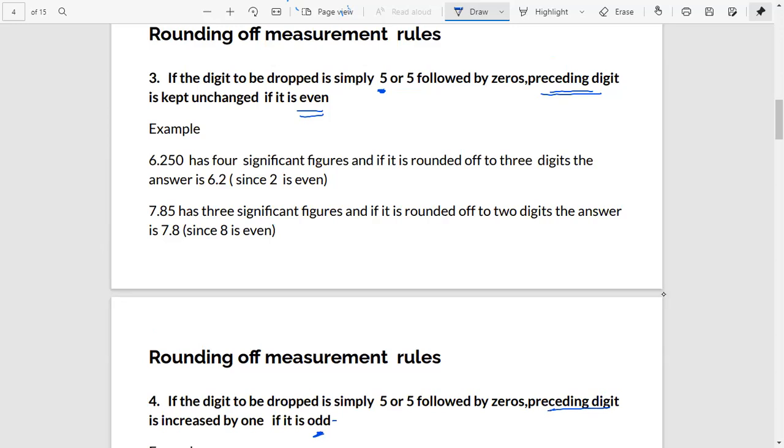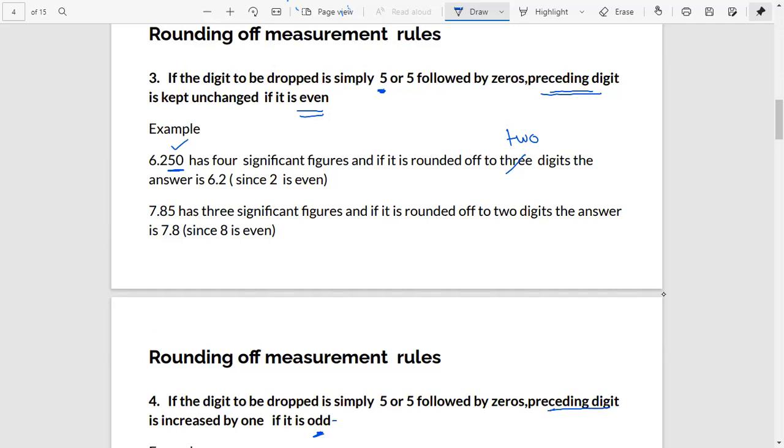Now let us consider this. I want to drop this last digit and round it off to 2 significant digits. Now how do I do this? You know that this digit is 5. It is not greater than 5. It is not less than 5. It is 5, and it is followed by 0 also.